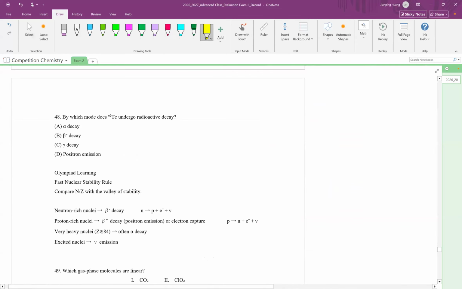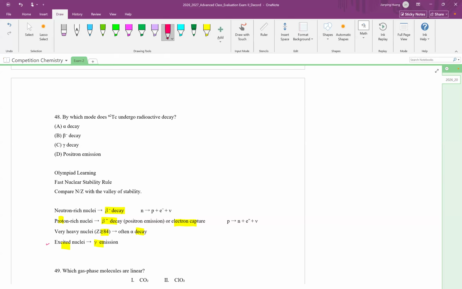Okay, Olympiad learning: when you have beta decay, the nucleus is neutron rich. With positron decay or electron capture, the nucleus is proton rich. Alpha decay happens when the nuclei are over 84. You have gamma emission, which is basically from an excited nuclear state. In that case, you will have a gamma emission.